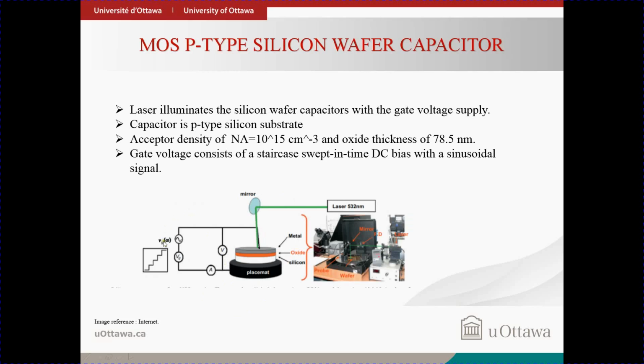Here you can see the gate voltage, and the MOS device is attached to the capacitors with the gate voltage and sinusoidal signal, when the laser light is focused on the silicon wafer capacitor with a gate voltage. The capacitor is a p-type silicon substrate with an acceptor density and oxide thickness. And the gate voltage consists of a staircase step-in-time DC bias with a sinusoidal signal.